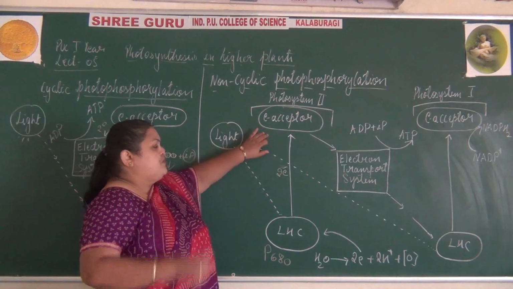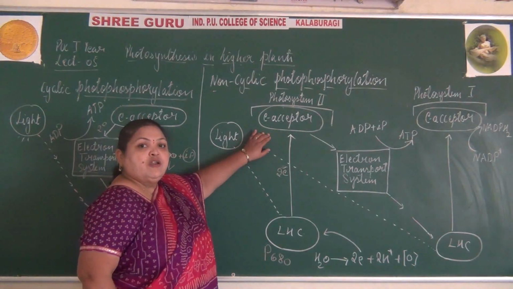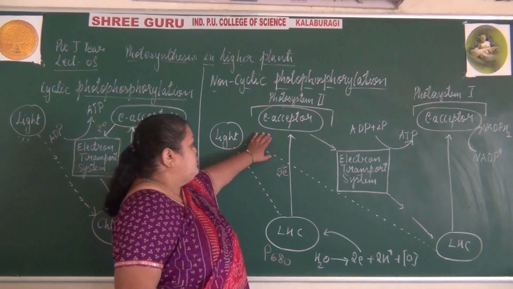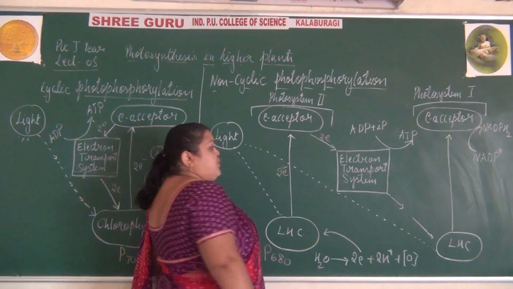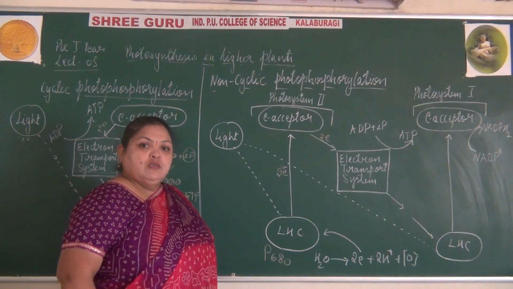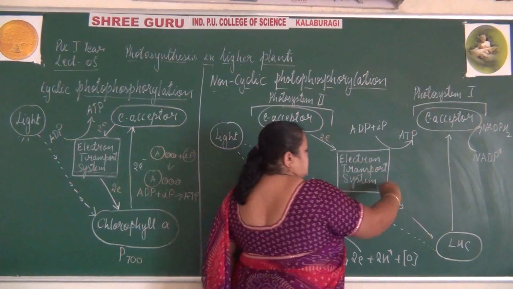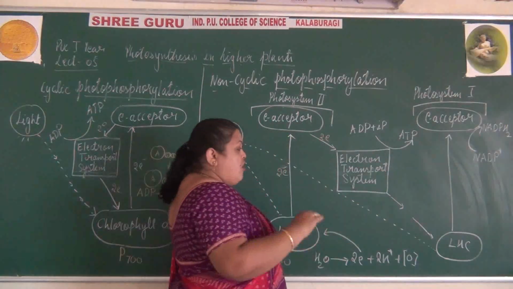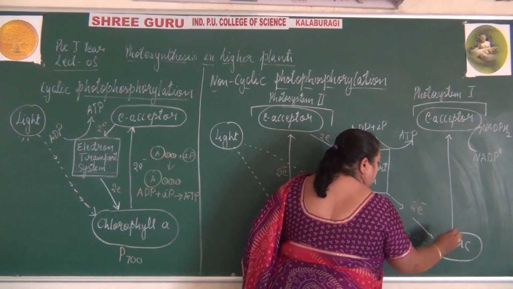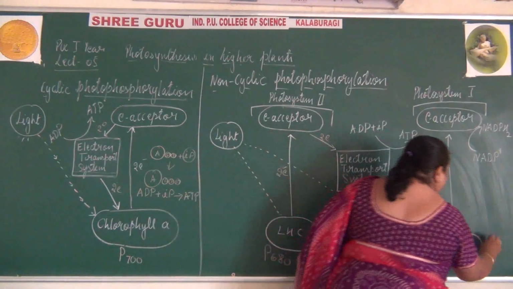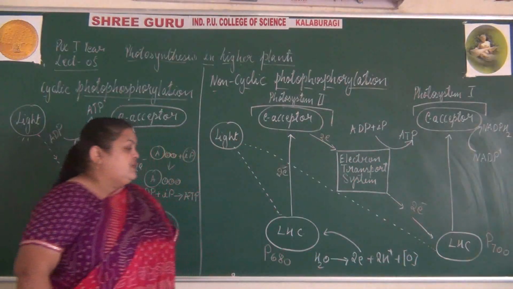These electrons are being accepted by the primary electron acceptor of the photosystem 2, and the electrons are passed to the electron transport system, where they get reduced, that is, the redox potential of the molecule decreases, and the electrons reach the photosystem 1, where the reaction center is P700.